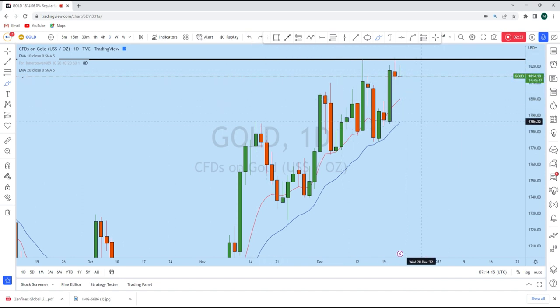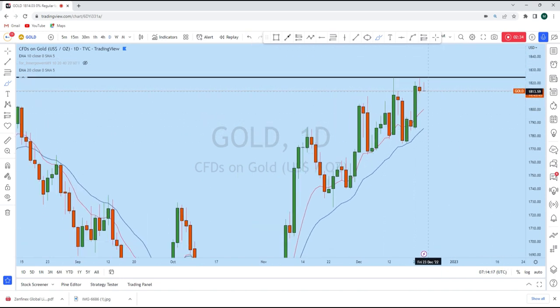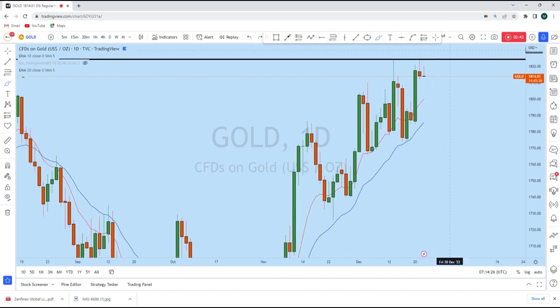Where can we now expect the price to go? As we have seen, the price failed to create a higher high on the daily perspective, meaning that we could see a deeper retracement to the downside to grab liquidity before breaking this resistance level.